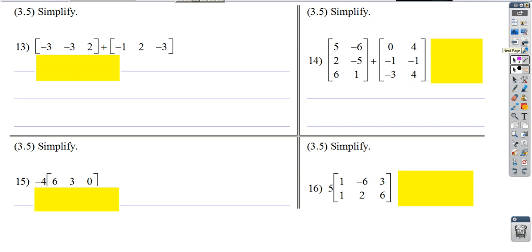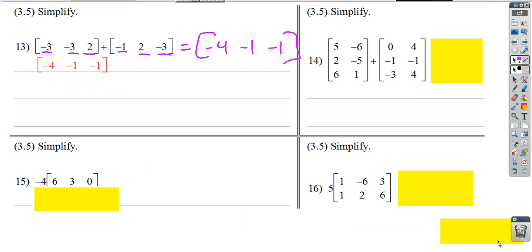Okay, these are matrices, and we'll finish this video with these problems. Matrices, to add them, you just add the corresponding elements. So negative 3 plus negative 1 is negative 4. Negative 3 plus 2 is negative 1. 2 plus negative 3 is negative 1. You can only add matrices when they have the same dimensions, which these do.